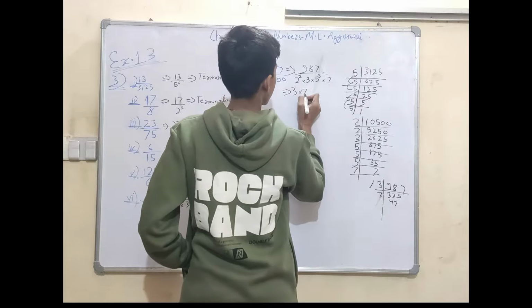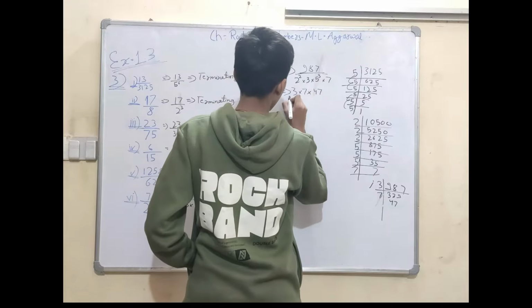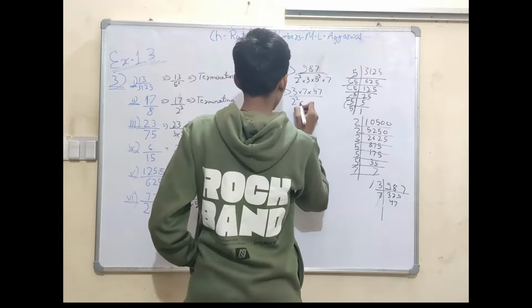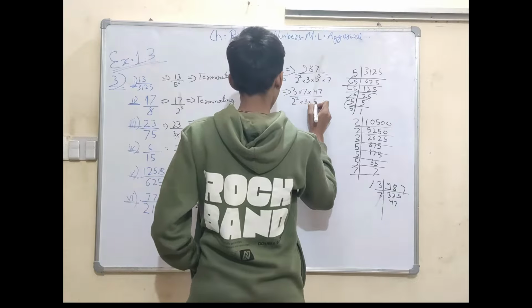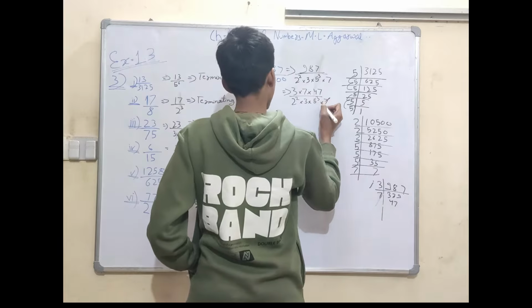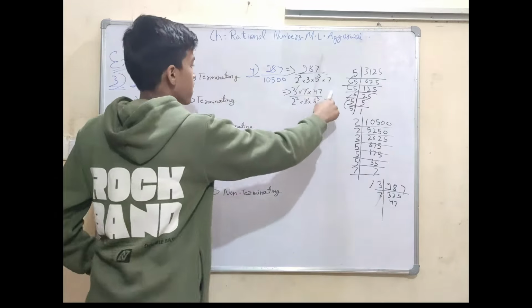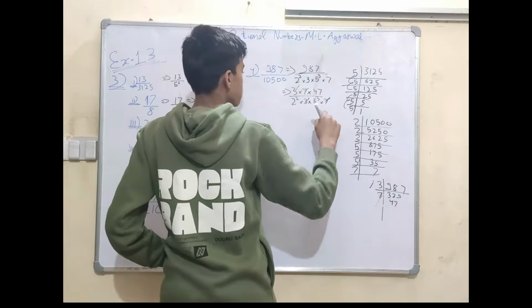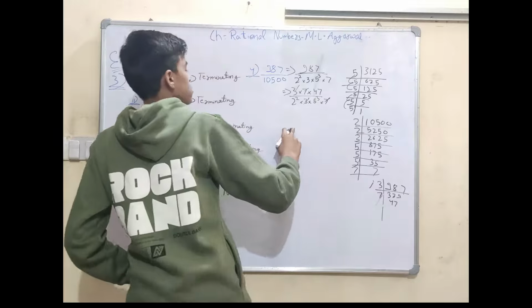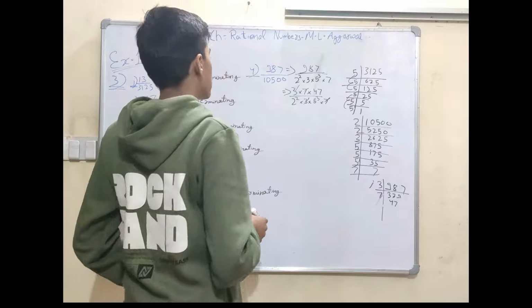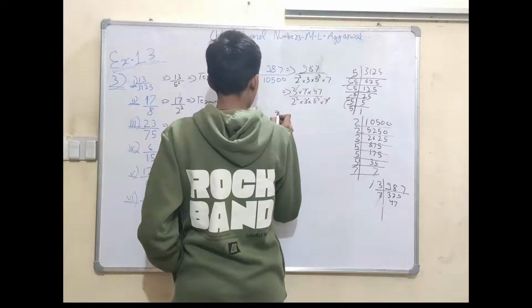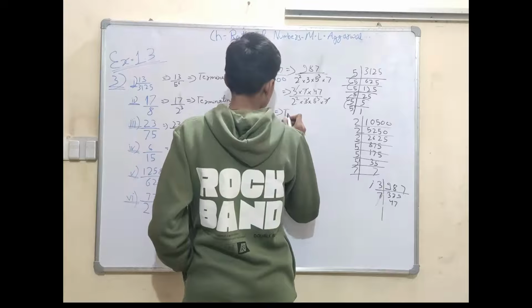3 into 7 into 47 upon 2 to the power 2 into 3 into 5 to the power 3 into 7. So 7 gets cancelled by 7, 3 by 3. We are left with 47 upon 2 square into 5 cube. So as the denominator is in the form of 2 power m into 5 to the power n, it's a terminating decimal expansion.